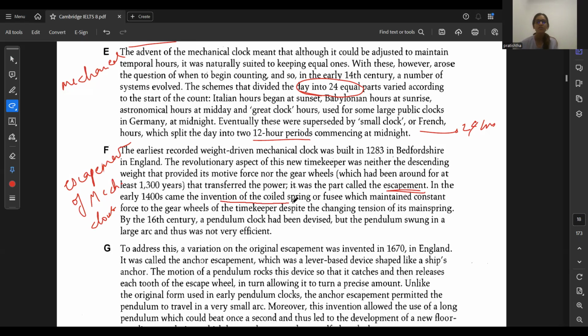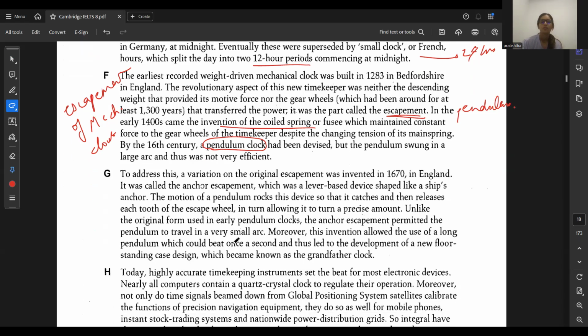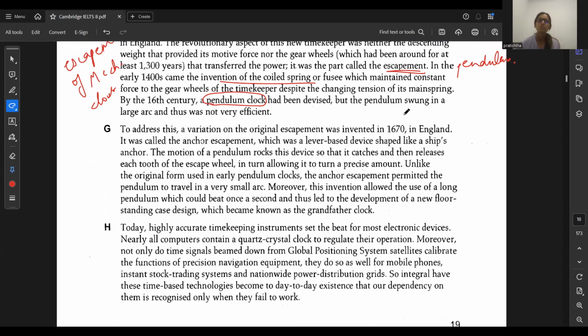Then there was the invention of the coiled spring, right? And then the pendulum clock. So here we are basically talking about pendulum clocks. But the pendulum swung in a large arc and this was not very efficient. So the pendulum was not efficient either, right?